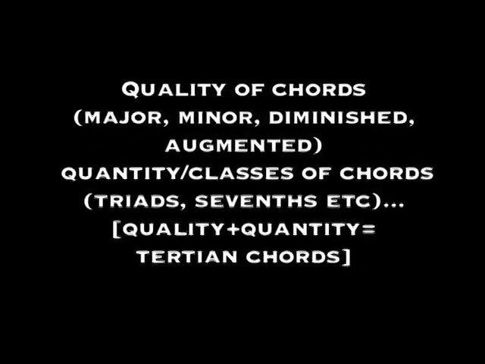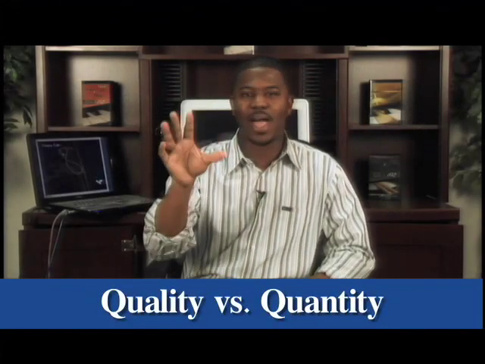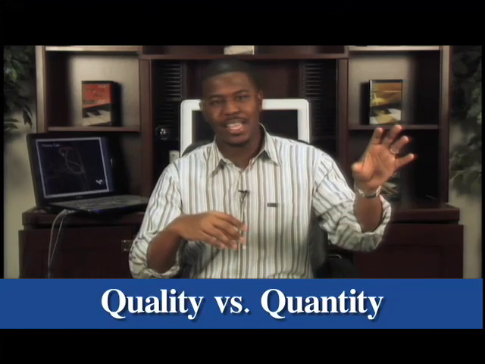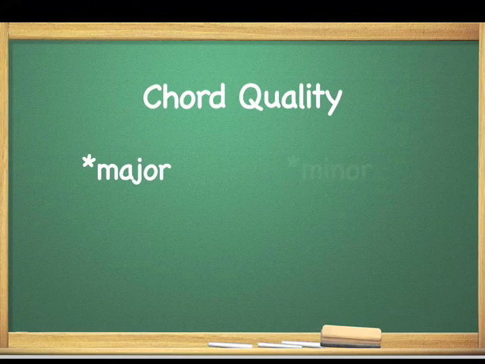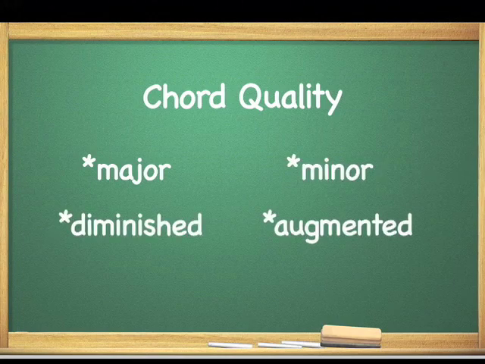Okay, so let's get started by establishing two very important concepts I want you to get. First of all, quality versus quantity. You got that? Quality versus quantity. When I say chord quality, I'm talking about things you've heard before, like major, minor, diminished, augmented. Write those down. We'll get into them step by step. But chord qualities are things like major, minor, dominant, diminished.